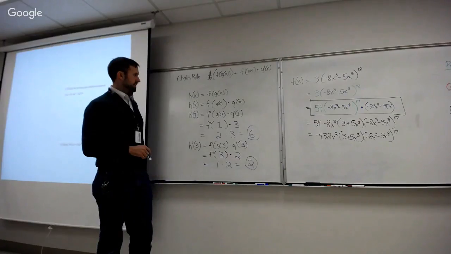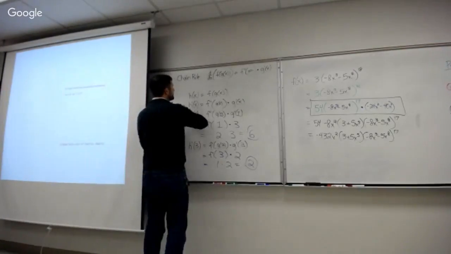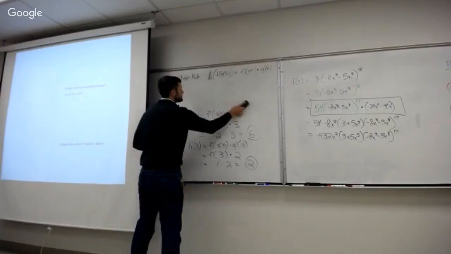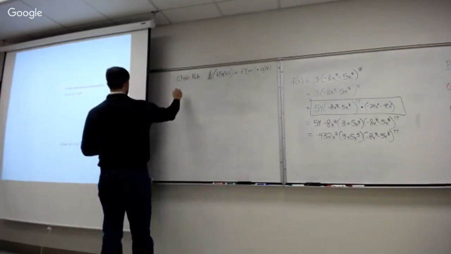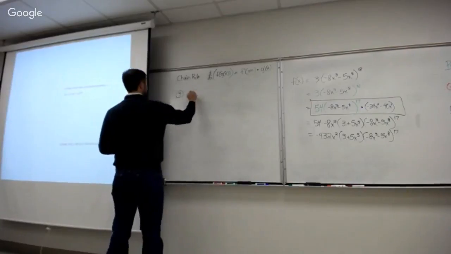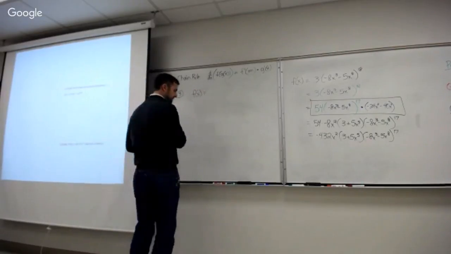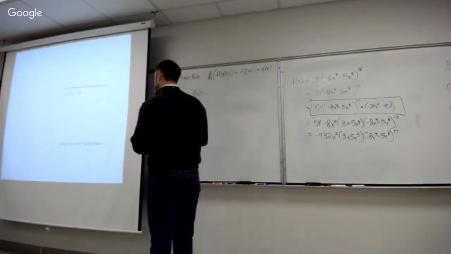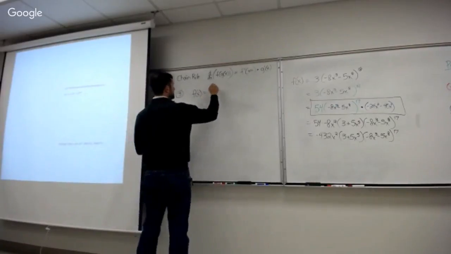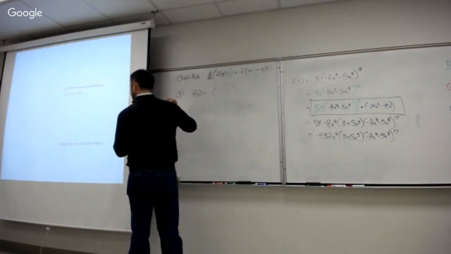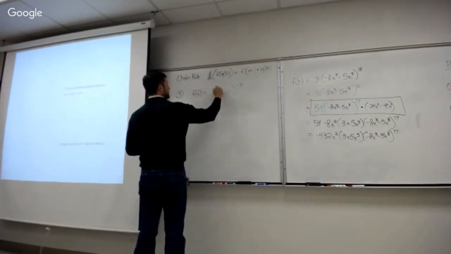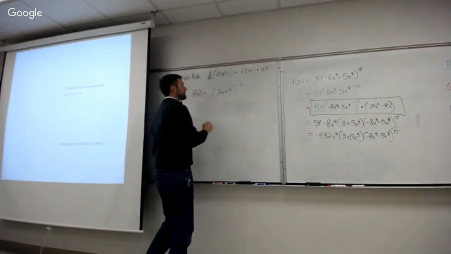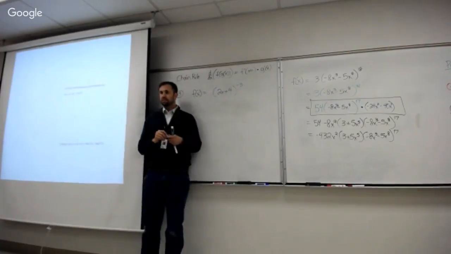Oh, we did the chain rule. So let's try the chain rule again. This one, number 3, says that f of x is, and I'll go ahead and write this down immediately as my outside function and my inside function. The outside function is something to the negative 3. And the inside function is 2x plus 4. Did I do that right?